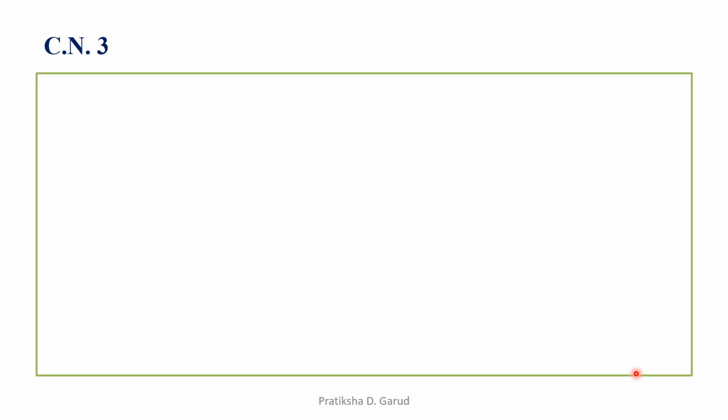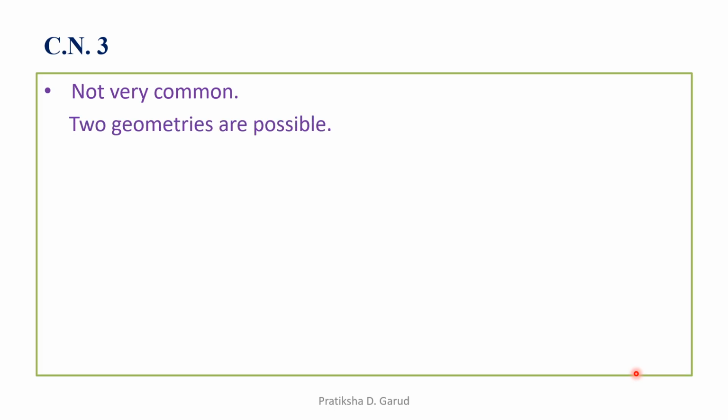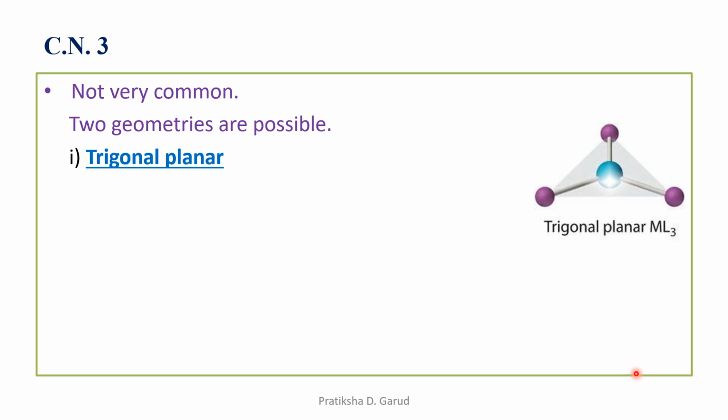Then we have the coordination number 3. Coordination number 3 means we have the metal at the center surrounded by 3 ligands. This coordination number is again not very common. Two geometries are possible. The first geometry is the trigonal planar. Planar means all the 3 ligands are in one plane, or we can say the metal as well as the 3 ligands form one plane. So at the center we have the metal attached to 3 ligands, and all the 4 are in one plane. Therefore it is called the trigonal planar.